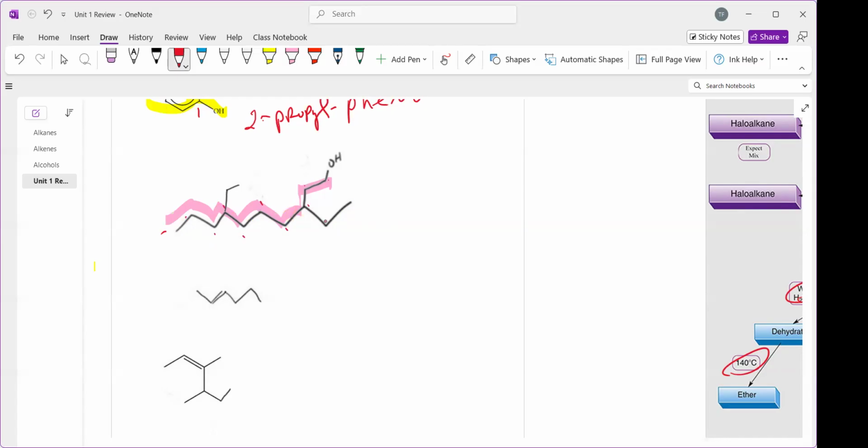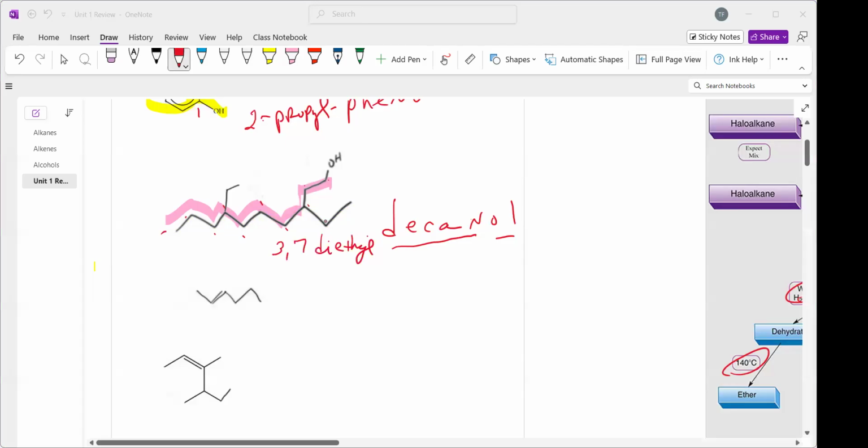So it's a deca, and it's an alcohol. So it's a decanol. And we have a branch at carbon number 1, 2, 3, and 4, 5, 6, 7. So we have an ethyl branch at, what is it? 3 and 7. Then I want to emphasize, you've got to have a functional group on the backbone.